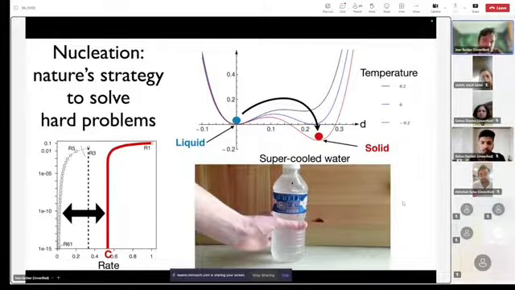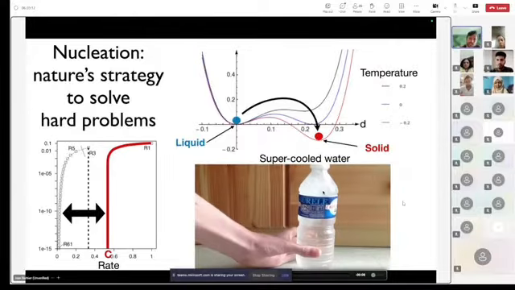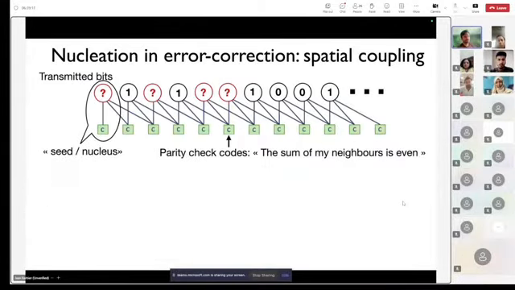And this prevents, in particular, this kind of nucleation to happen. So what you can do is to change the problem, and let's say now we go back to communication. We would like to exploit this nucleation phenomenon. And this is what modern error correcting codes are doing. It's called spatial coupling. So let me give you the idea.